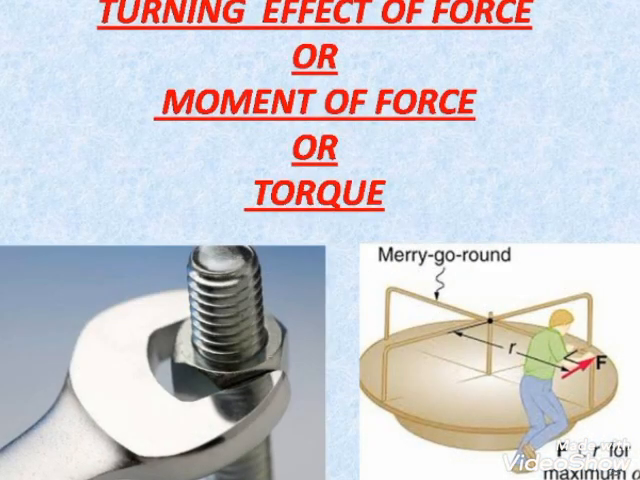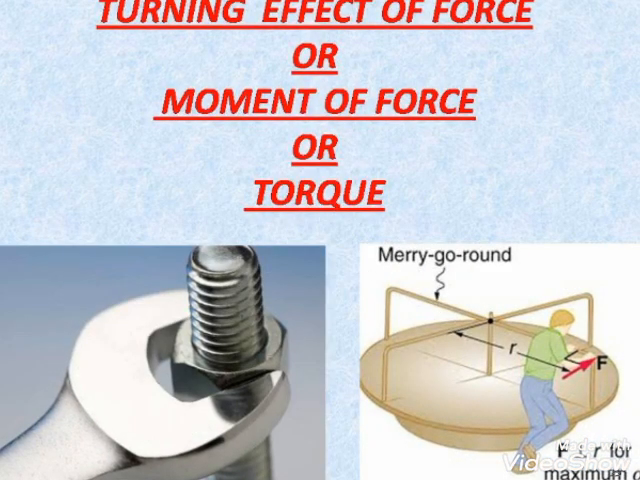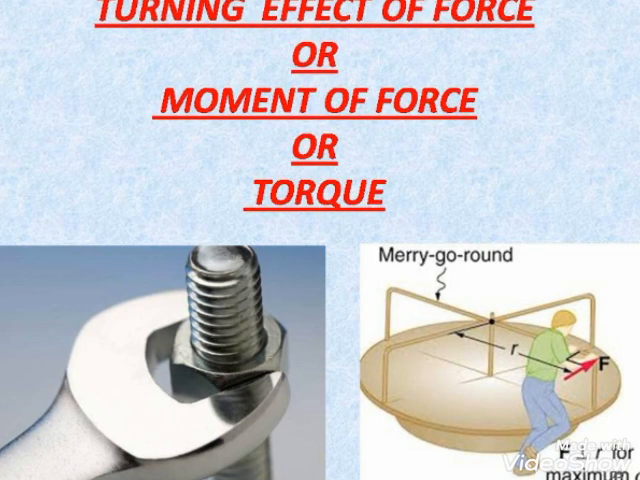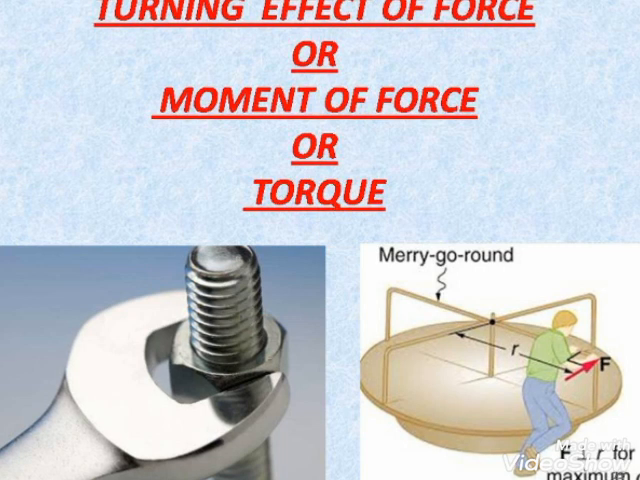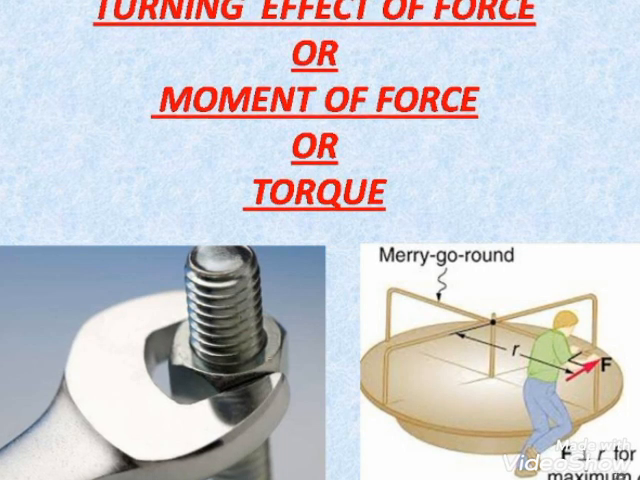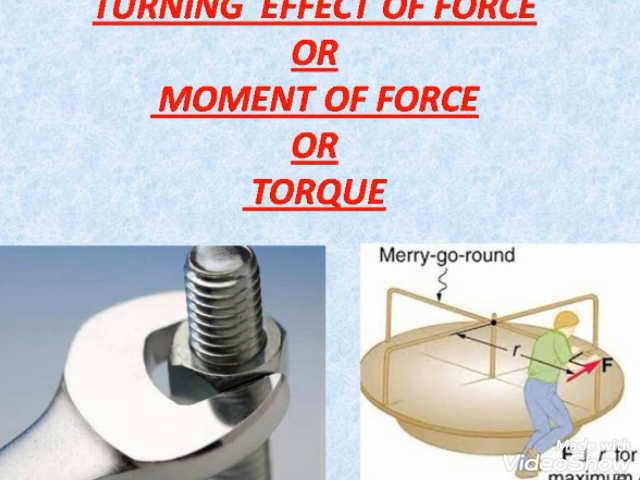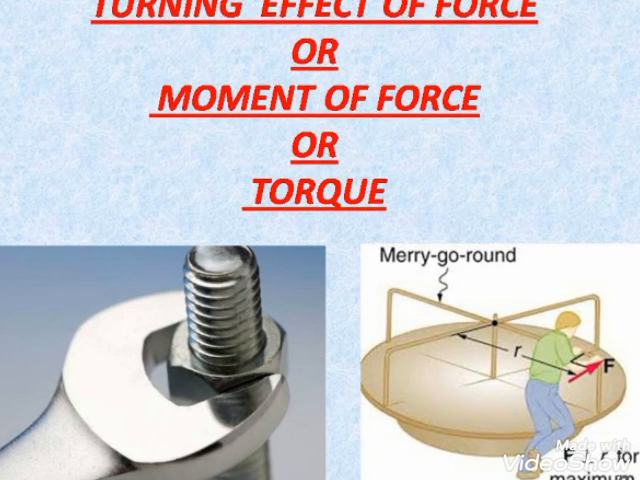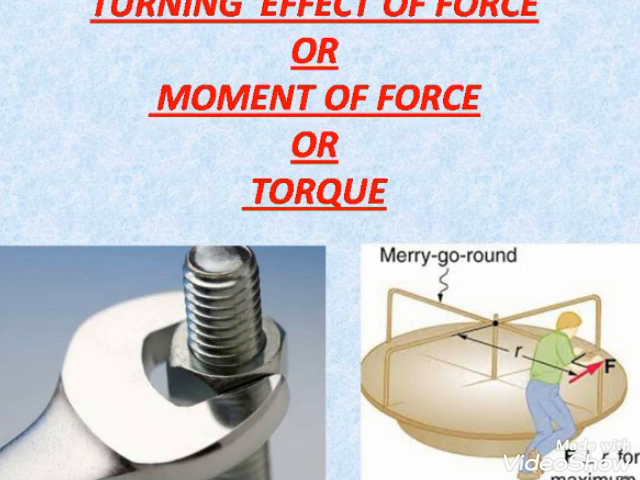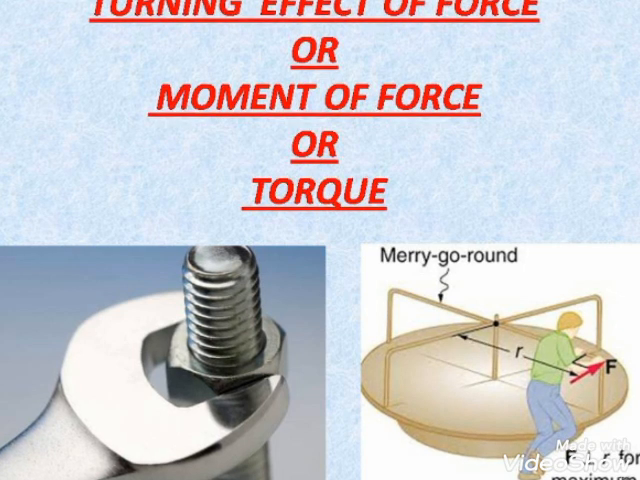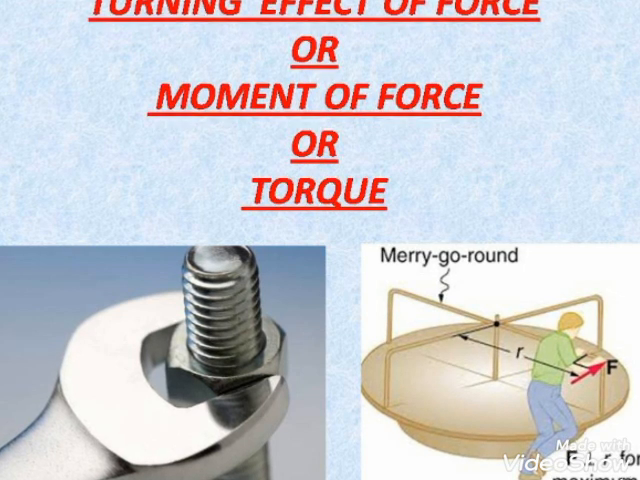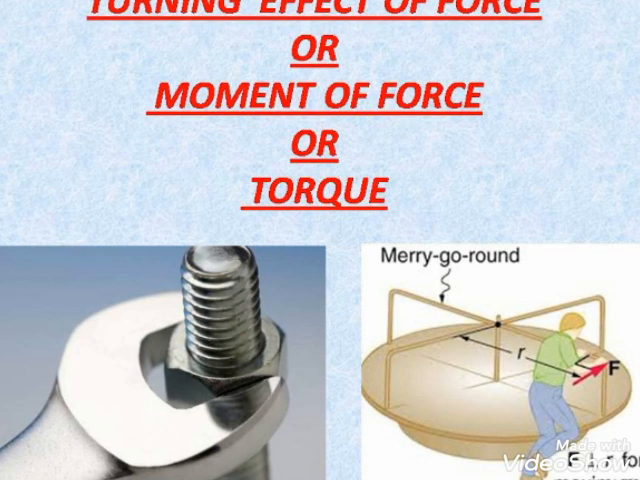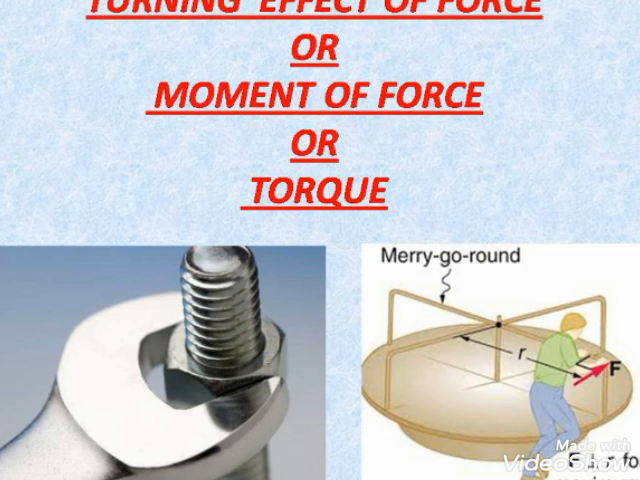In the turning effect of force, we studied how, when we apply force to a fixed body, it causes a turning effect in it. That means whenever we apply force at one end of a body which can rotate about a fixed axis, for example a merry-go-round or a hand spanner, then when we apply force at the end of the object, it is easier for us to move it. That means it is producing a torque or turning effect in that body.